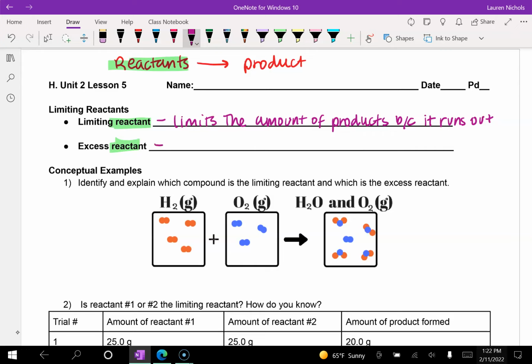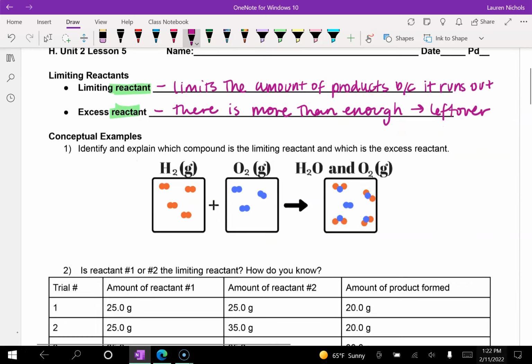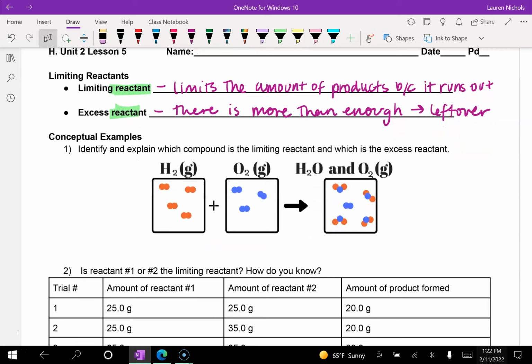An excess reactant does not limit the amount of products. There is more than enough, and typically there is some left over, okay? And so we're gonna just see the different ways that you could be asked about these concepts through several different types of examples. So in this first example, we've got a particle diagram.